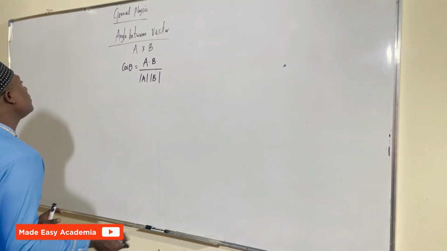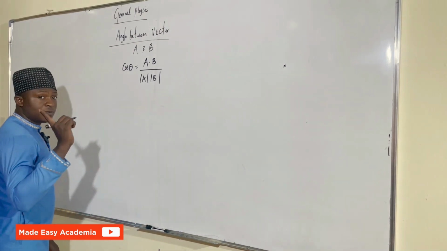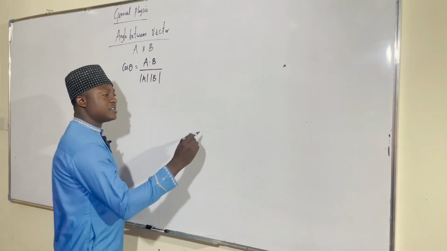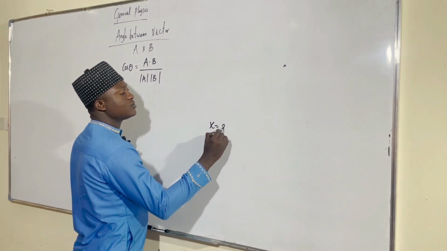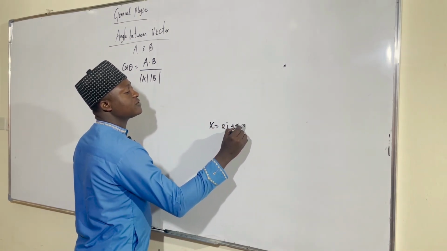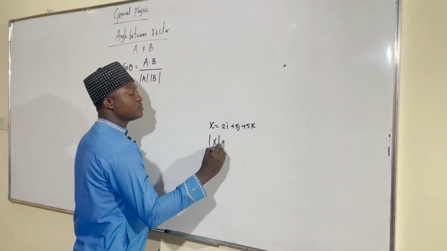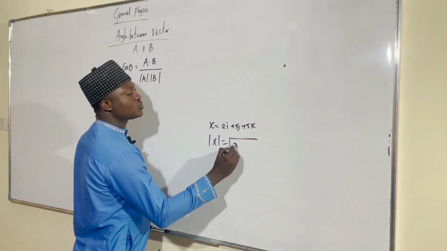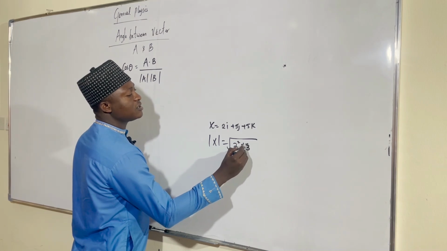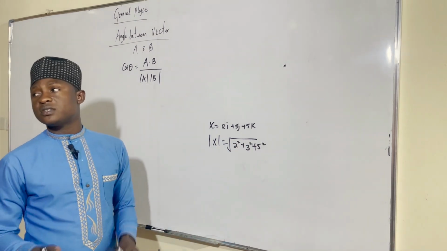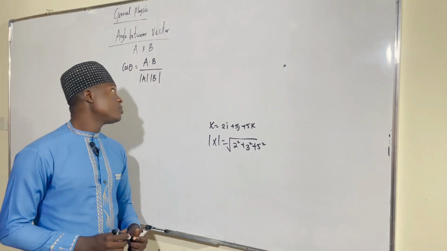So let's say, for example, we are given a vector. Don't forget, in the previous example for the magnitude, we might be given 3 directions. Even if you are given, let's say, x is equal to 2i plus 3j plus 5k, and I was asked to find the magnitude, you see the same thing. The magnitude of x is going to be the square root of 2 squared plus 3 squared plus 5 squared. So it depends, either 2 directions or 3 directions, you follow the same process.